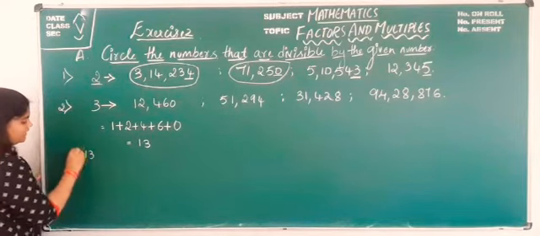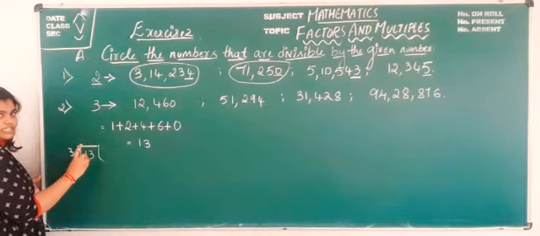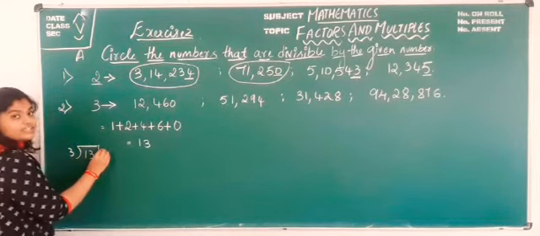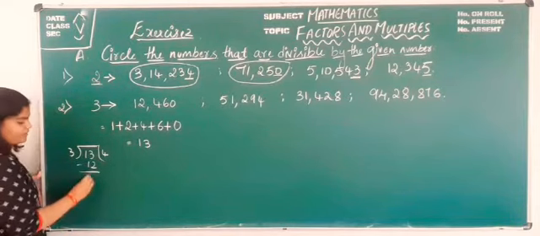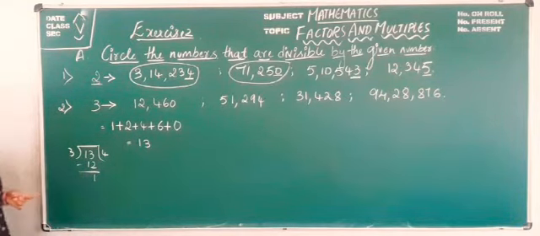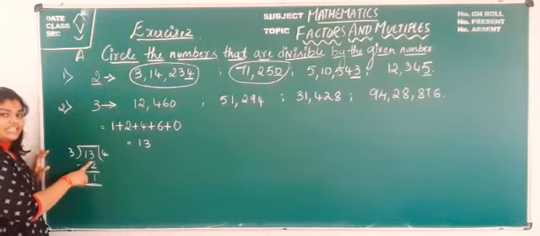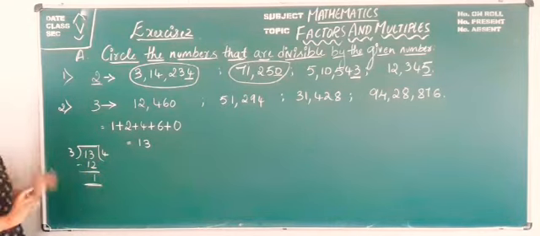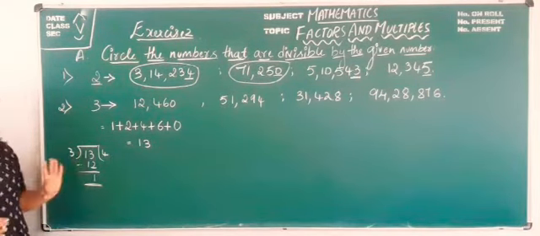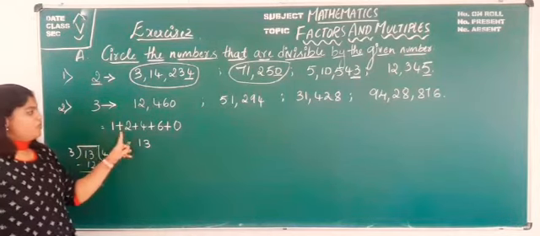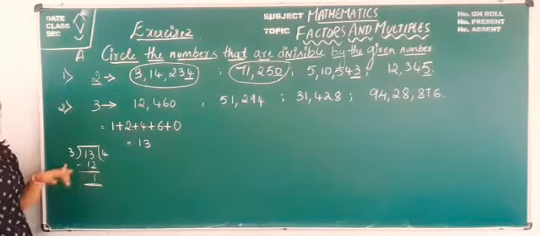So 13 by 3. 3 4s is 12. So the remainder is 1. Whether 1 is divisible by 3? No. So we can say that 13 is not divisible by 3 because here we have 1 as a remainder. So the sum of all the digits in the given number was 13 and 13 is not divisible by 3.